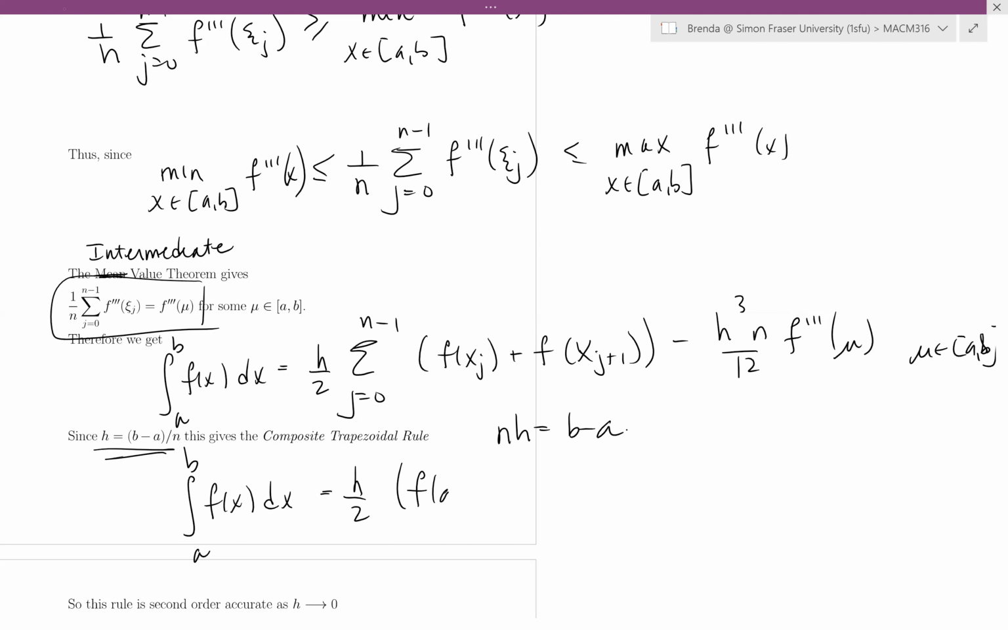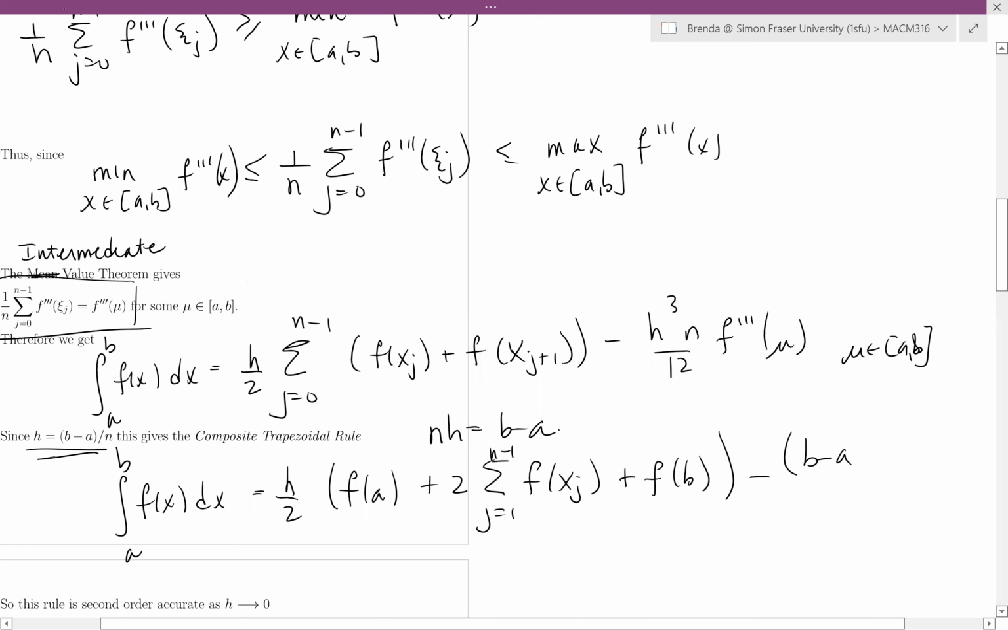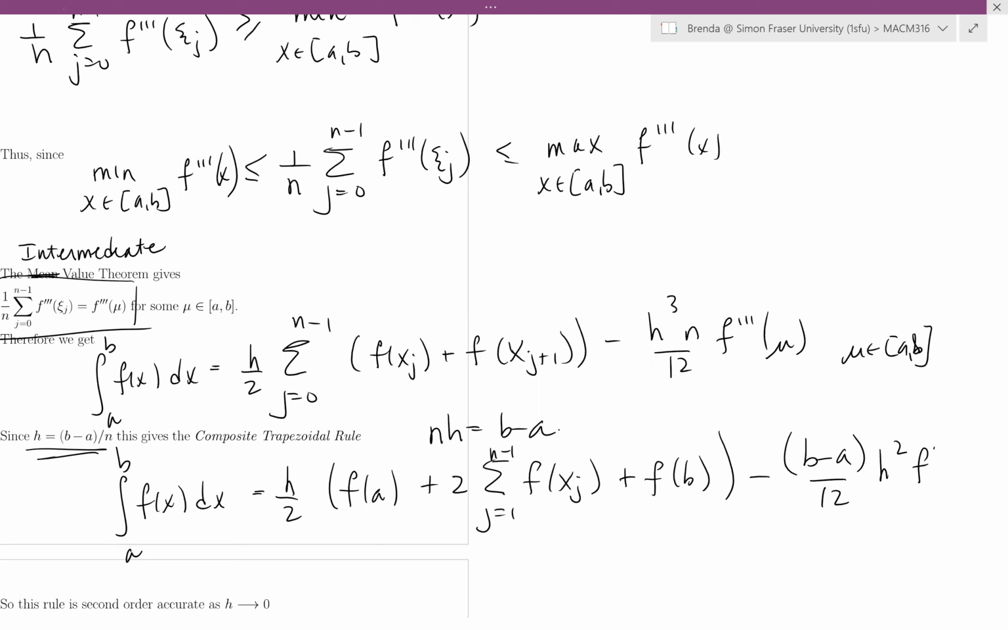So this is what you've seen, possibly with slightly different notation, in the Stewart textbook. And then we have this thing over here, the actual error term, which is b minus a over 12 h squared times f double prime of c, bounded on the second derivative. So it is an h squared method. That is the composite trapezoidal rule.